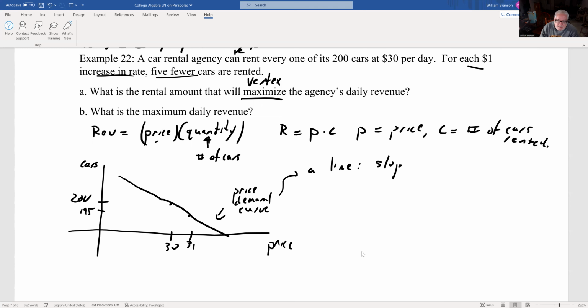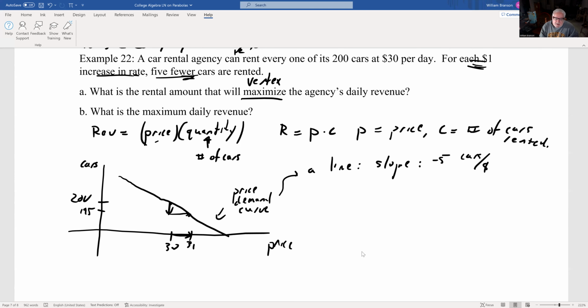The slope is, well, we're going down 5 units and to the right 1 unit. So the slope is -5 cars per dollar, right? Every dollar you increase the rate, so every dollar you go to the right, you lose 5 cars. Number of cars you got goes down by 5. So the slope is -5 cars per dollar.